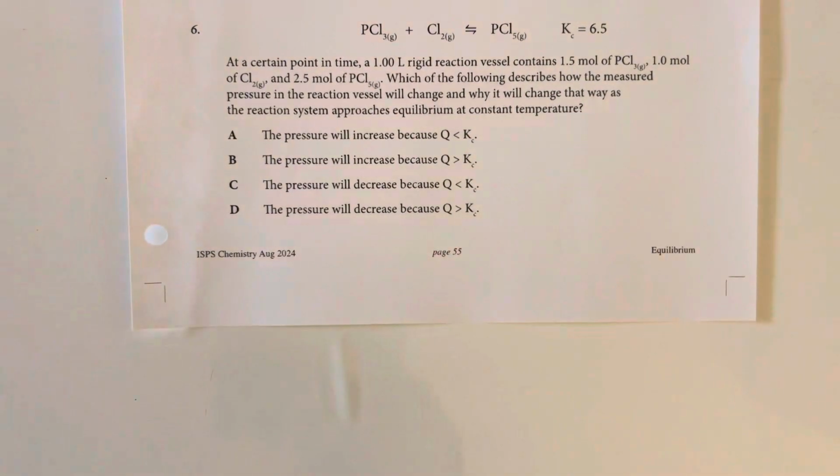At a certain point in time, a 1-liter rigid container reaction vessel contains 1.5 moles of phosphorus trichloride, 1 mole of chlorine, and 2.5 moles of phosphorus pentachloride. Which of the following describes how the measured pressure of the reaction vessel will change and why it will change as the reaction system approaches equilibrium at a constant temperature?